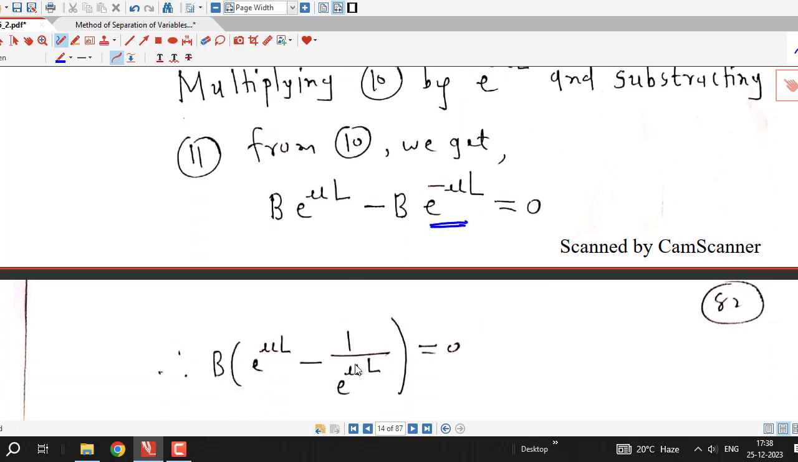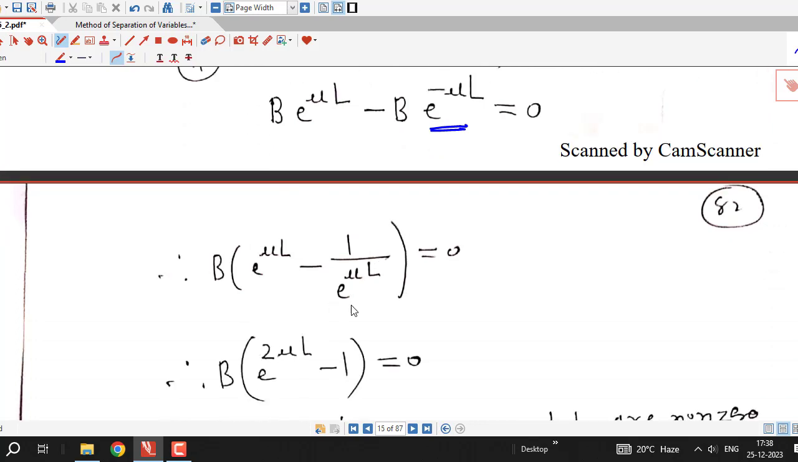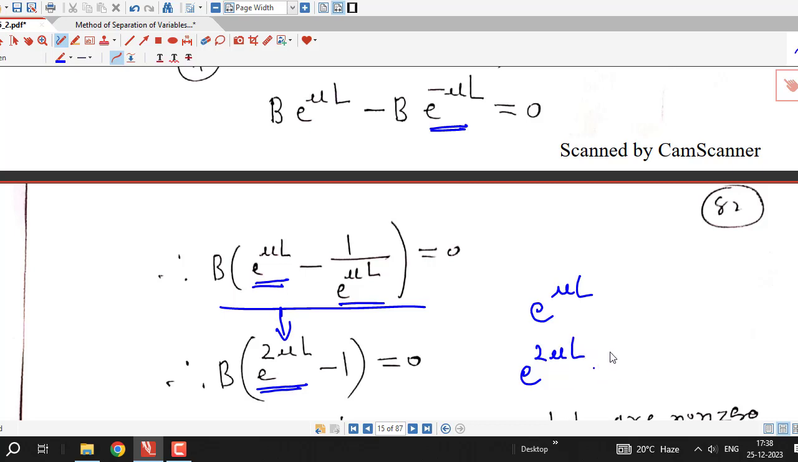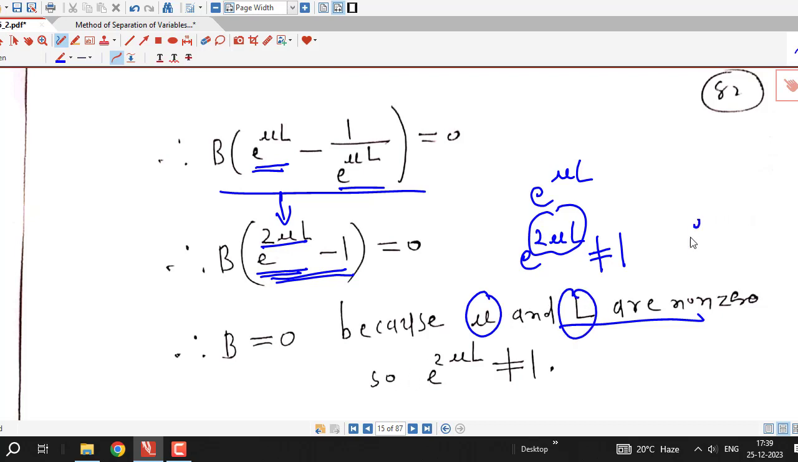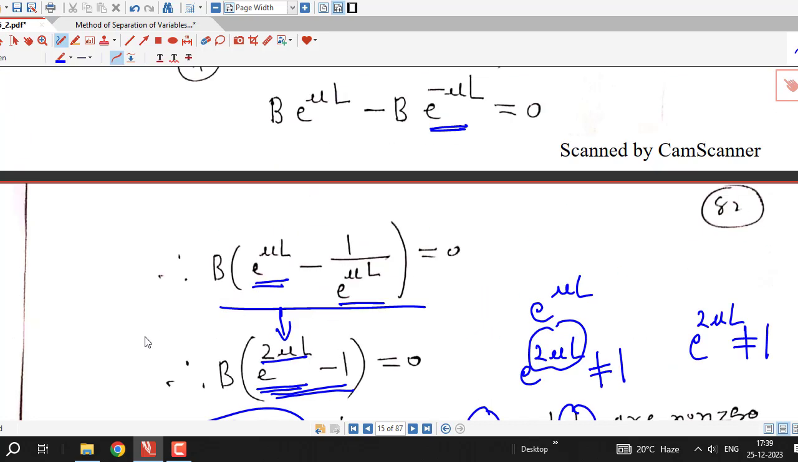This I can rewrite with 1 over e raised to mu l, that is 0. And if I multiply this whole equation by e raised to mu l, I will have e raised to mu l times e raised to mu l, that is e raised to 2 times mu l. Here this will get cancelled, equal to 0. Now we know that e raised to 2 mu l is always non-zero, and it is not equal to 1 because mu and l are non-zero constants. So if this is 0, then this quantity can be 0, but mu and l are non-zero constants, therefore e raised to 2 mu l can never be equal to 1, therefore we must have b equal to 0.